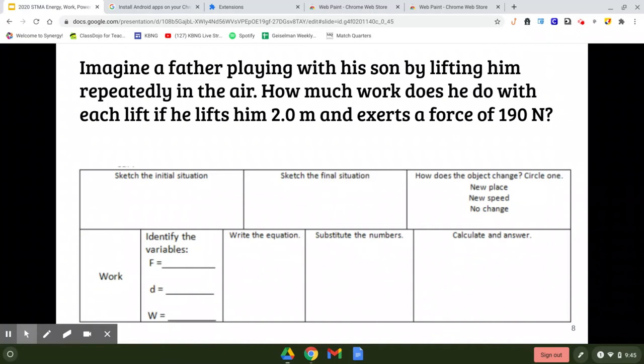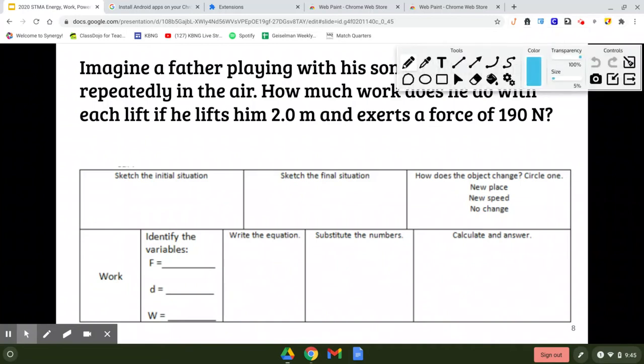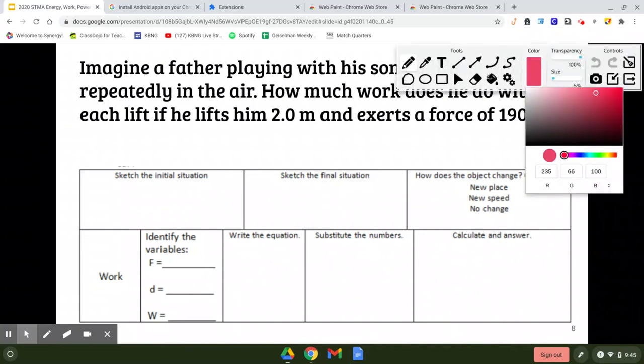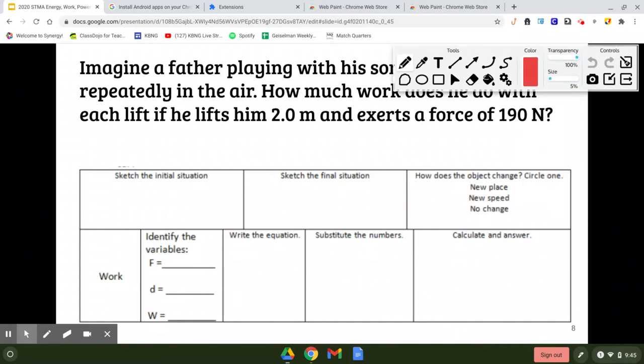So here's a practice problem for us. Imagine a father playing with his son by lifting him repeatedly in the air. How much work does he do with each lift if he lifts him 2 meters and exerts a force of 190 newtons? So try and figure this one out. We'll go through it here in just a sec. Okay, hopefully you did your best to figure this one out. So we're going to go through this one together.